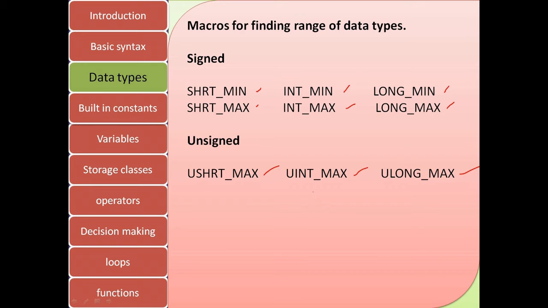There is no minimum macro for unsigned because the minimum value of unsigned is 0, and as it is easier to remember, the C compiler doesn't provide us with any macro for the minimum value of unsigned.